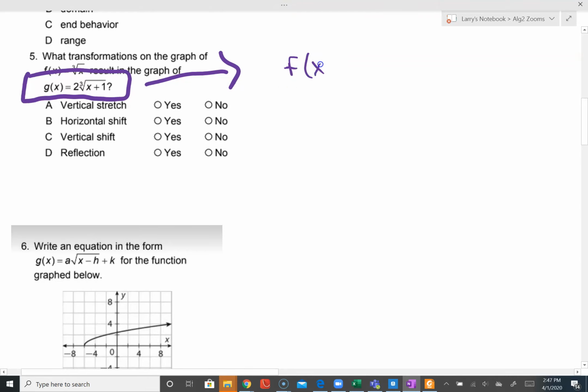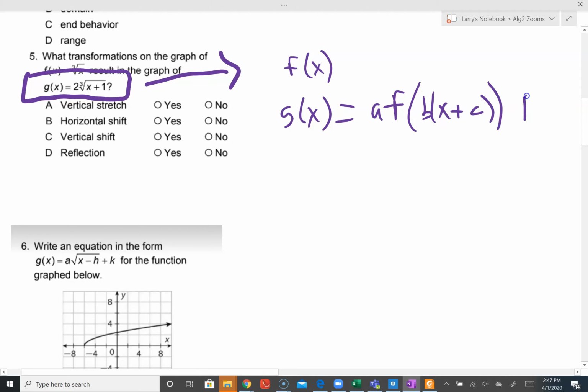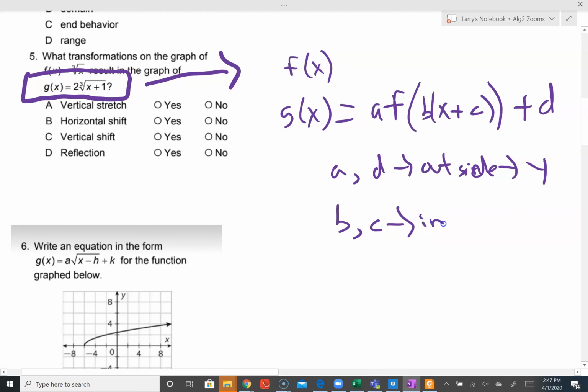If you have some function f of x and g of x is a transformation of that, it's of the form a times f open parentheses b parentheses x plus c plus d. A and d are outside. They are y changes, and the y changes happen like you think they should. B and c are inside. They're x changes.